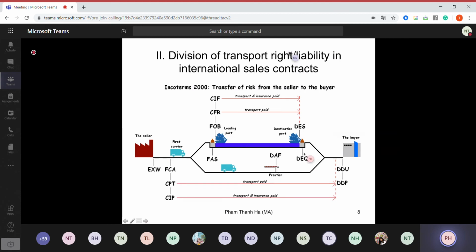However, for the DEQ, it means Delivered Ex Quay. It means the ship reaches the destination port, of course. However, the goods have already been unloaded onto the quay of the destination port. So the seller has already unloaded the goods from the vessel onto the quay of this port, and the buyer will come to the quay and then receive the goods. So the difference between the DES and DEQ can also be stated in terms of the unloading liability.